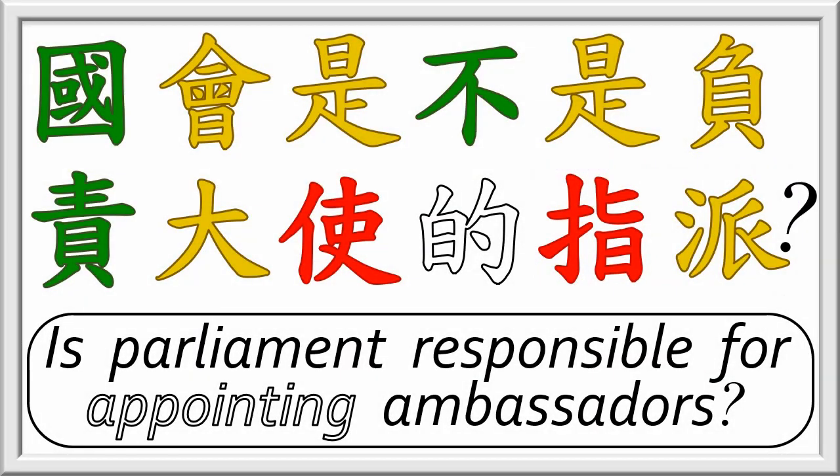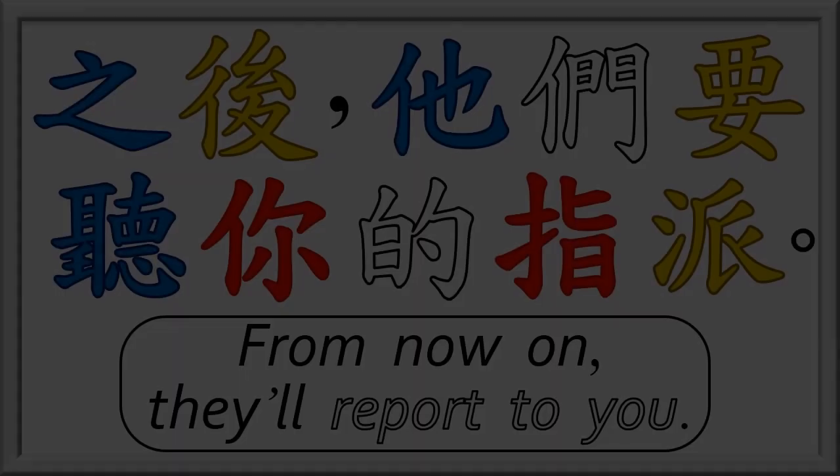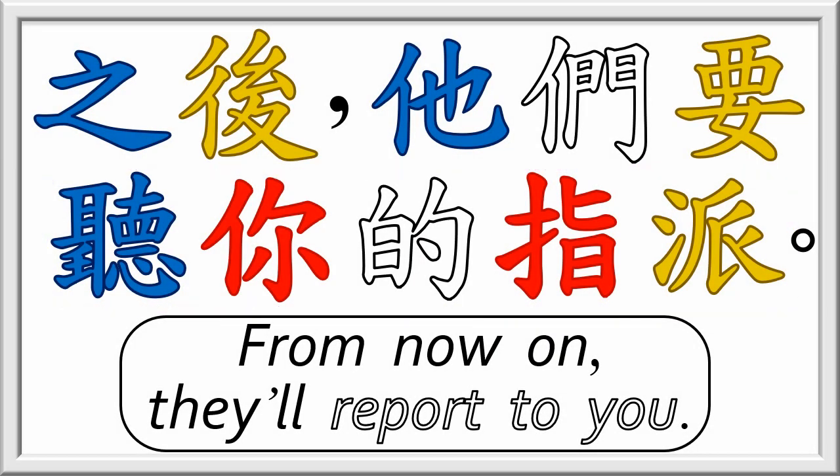The combination 指派 would naturally mean to assign or appoint someone to do a job. 国会是不是负责大使的指派? Is Parliament responsible for appointing ambassadors? 您指派我们的工作已完成了. The job you assigned us to do has been completed. 之后，他们要听你的指派. From now on, they'll report to you. Literally, they'll do as you indicate.